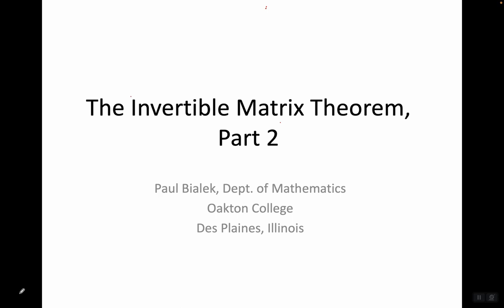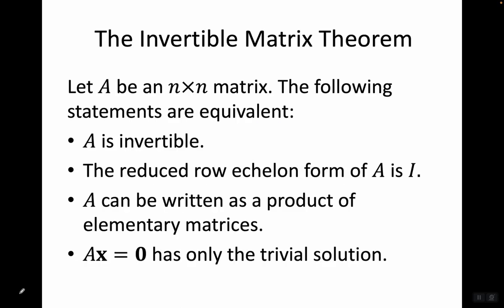Let's talk more about the invertible matrix theorem. Let A be an n by n matrix. The following statements are equivalent. That is, if one of these is true, all of these are true. And if one of these is false, all of them are false.